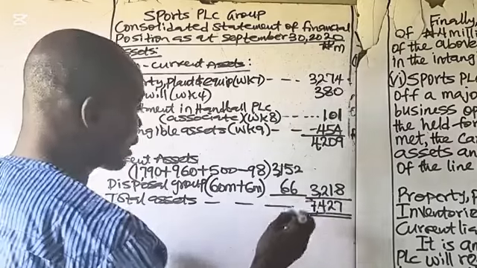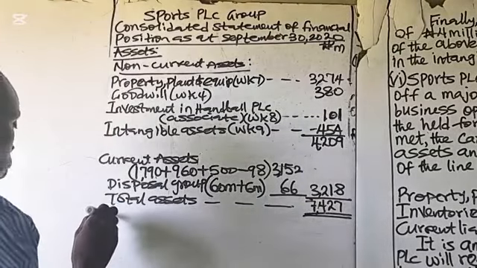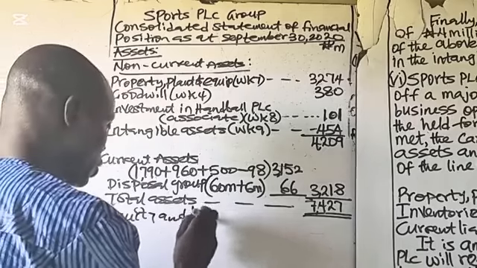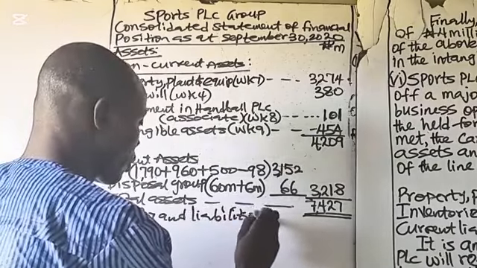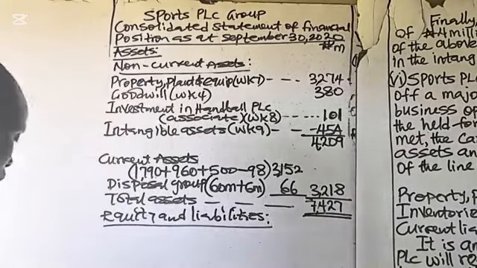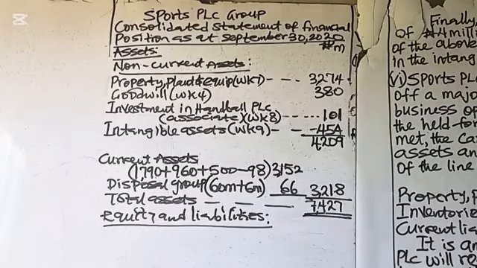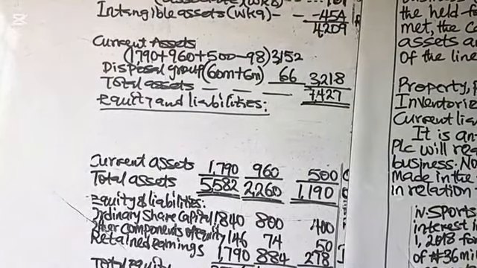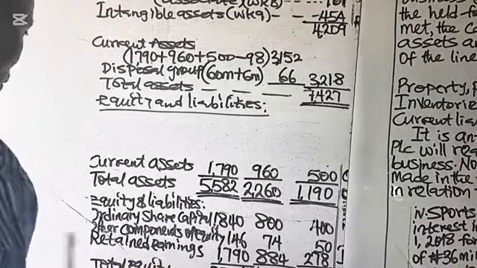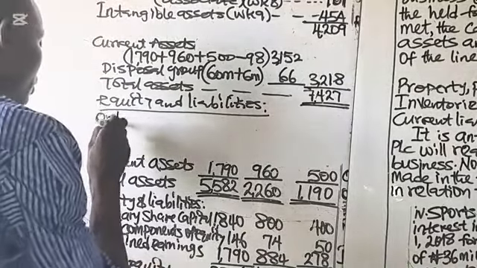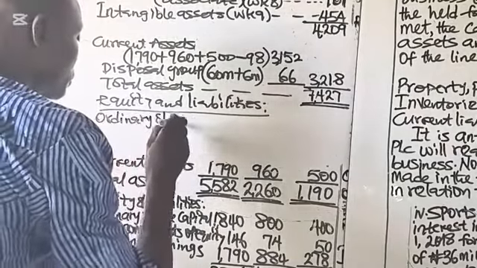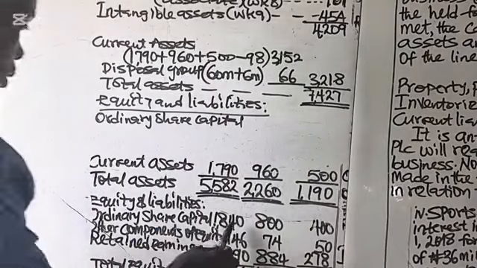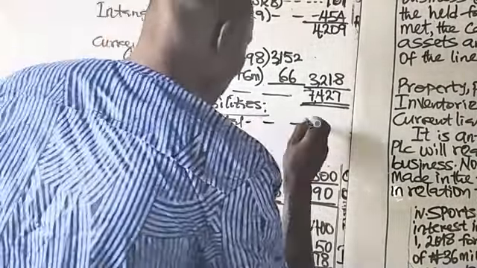assets. After total assets, the next section will be equity and liabilities. So in the equity section of the statement of financial position, we have ordinary share capital, that of the parent only. Since there are no share considerations, you have 1840, the parent company ordinary share capital.